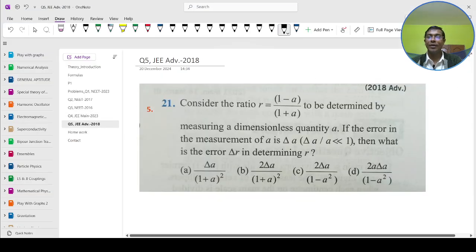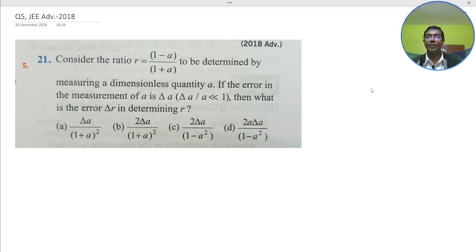Next one, last problem, most important, coming in JEE Advanced 2018, saying that consider the ratio r equal to 1 minus a by 1 plus a to be determined by measuring a dimensionless quantity a. If the error in the measurement is del a, where del a by a is much less than 1, then what is the error del r in determining r?